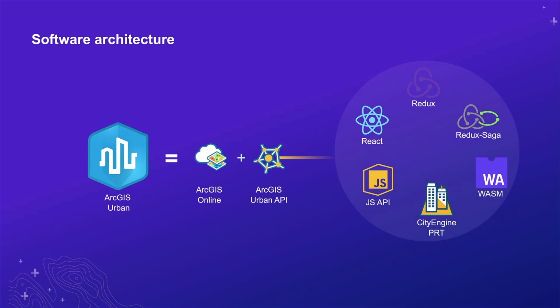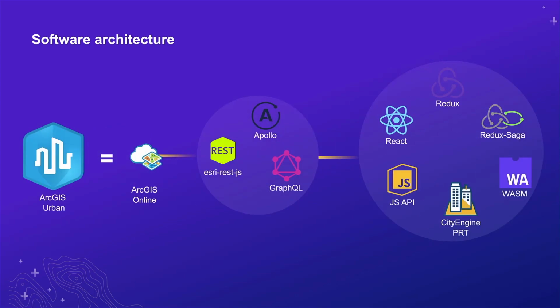This front end, the tech stack is built up of React, Redux, Redux Saga. As I said, we also use a JavaScript API inside this React application, and we use the procedural runtime from CityEngine to generate 3D buildings using WebAssembly. This is a front-end application. This builds up on top of the Urban API, which itself uses the REST API, Apollo, and GraphQL. And so the requests between the front-end and the API are using GraphQL queries.